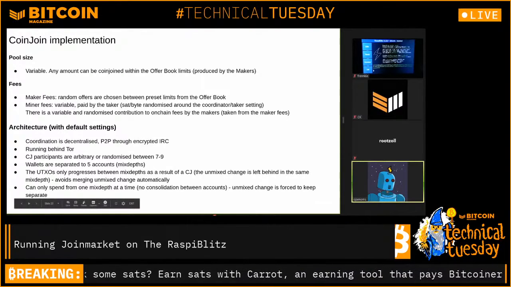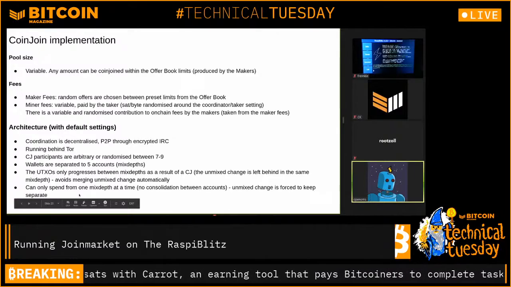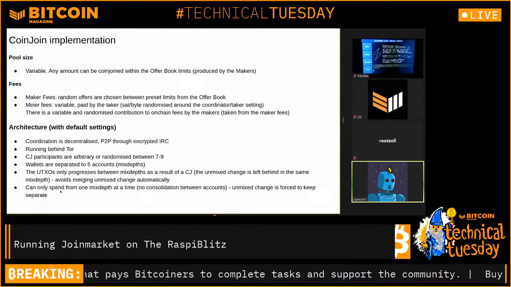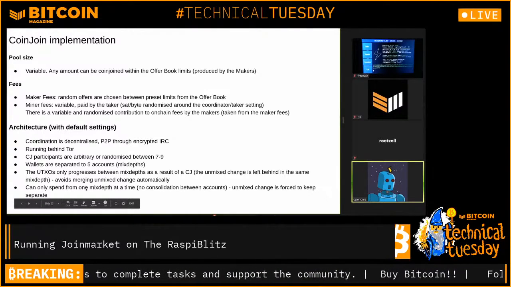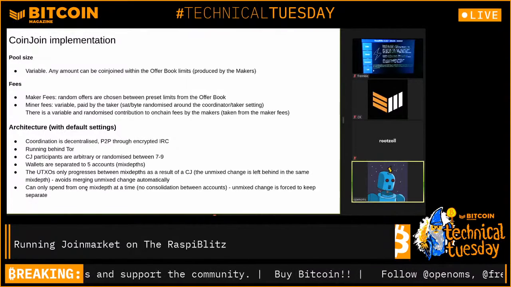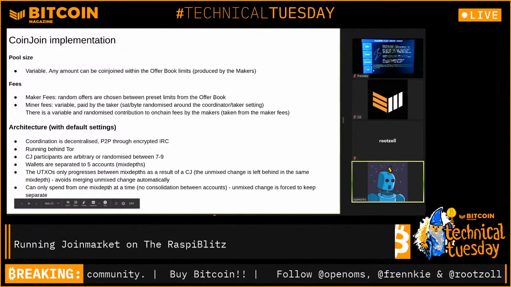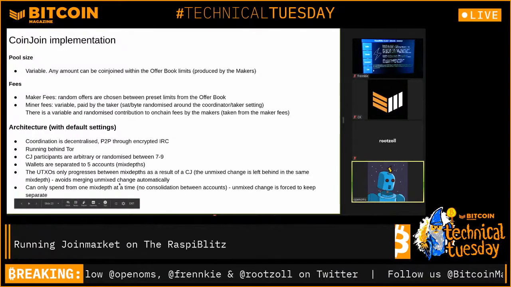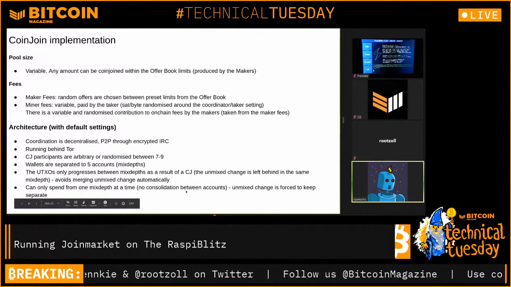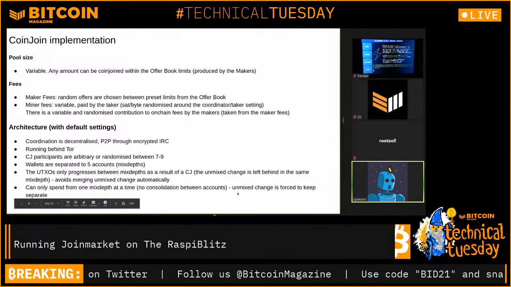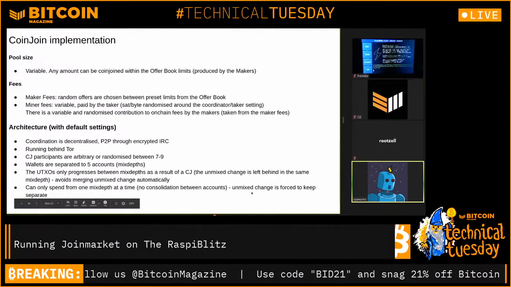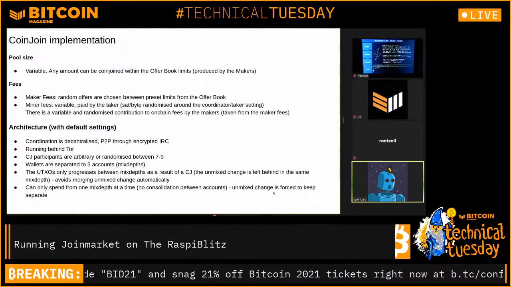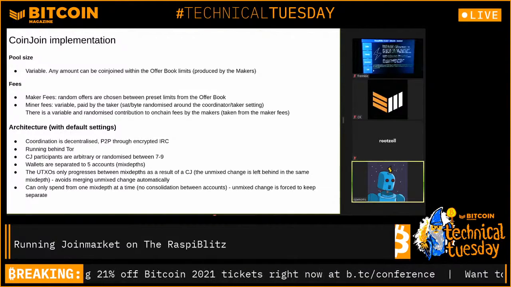So that avoids merging unmixed change automatically. And then there are some restrictions on how the wallets can be used, because when some funds are deposited, they will be broken down between the 5 mixdepths, all controlled by the user, but they cannot be spent together. So you can only spend or send UTXOs out from one mixdepth at a time. So there will be no consolidation between accounts, and that is kind of a protection to keep the user from merging the unmixed change or forced to keep it separate.